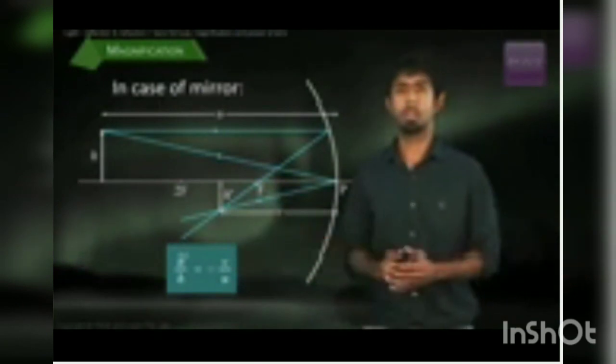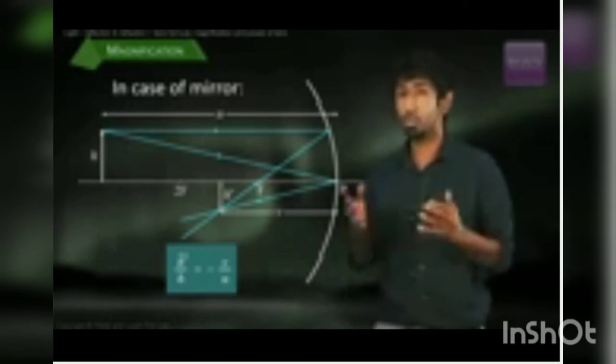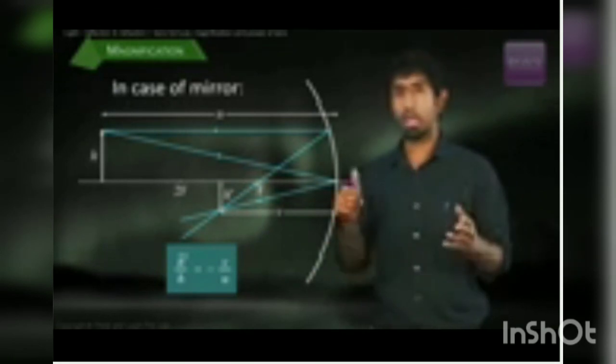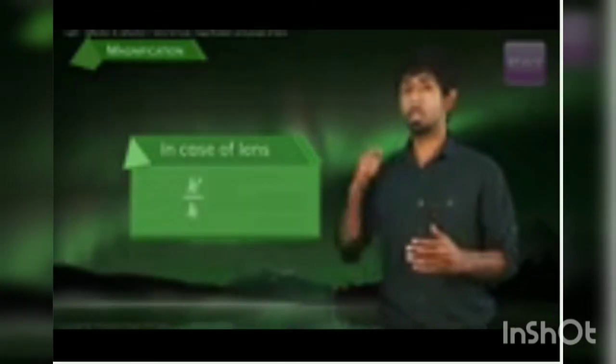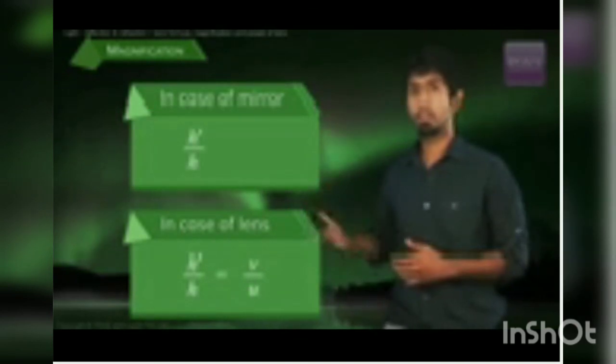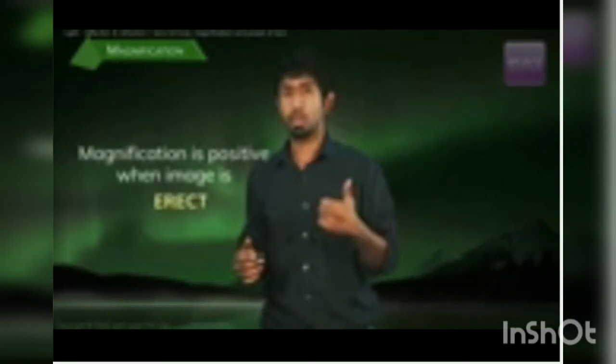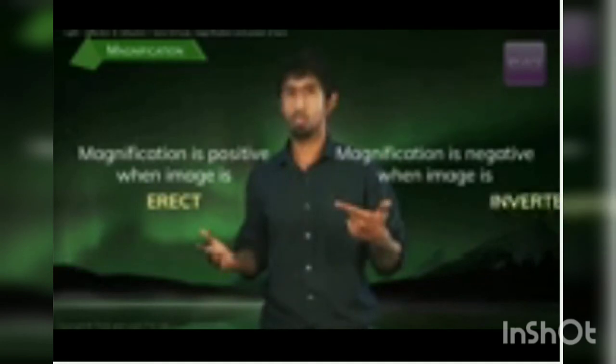Why are we doing all this? We're doing this so that our convention of whether we take positive or negative also gives us information about whether the image is erect or inverted. So for a lens, the magnification is defined as H dash by H, which turns out to be V by U. For a mirror also, it's defined as H dash by H, but to account for our convention, it becomes minus V by U. So if you really understand what we are trying to do, we don't really have to remember it's V by U for lens, minus V by U for mirror, none of that, right? Magnification is positive when the image is erect, magnification is negative when the image is inverted. And that's all you have to know.